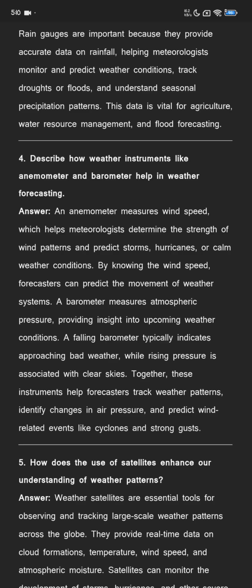A barometer measures atmospheric pressure, providing insight into upcoming weather conditions. A falling barometer typically indicates approaching bad weather, while rising pressure is associated with clear skies. Together, these instruments help forecasters track weather patterns, identify changes in air pressure, and predict wind-related events like cyclones and strong gusts.